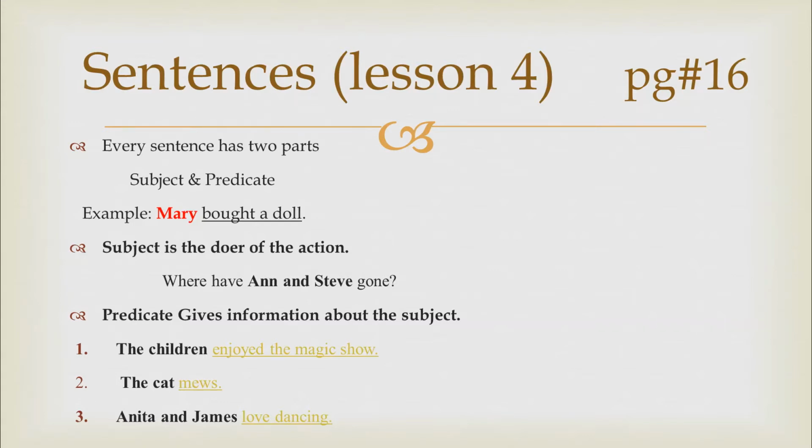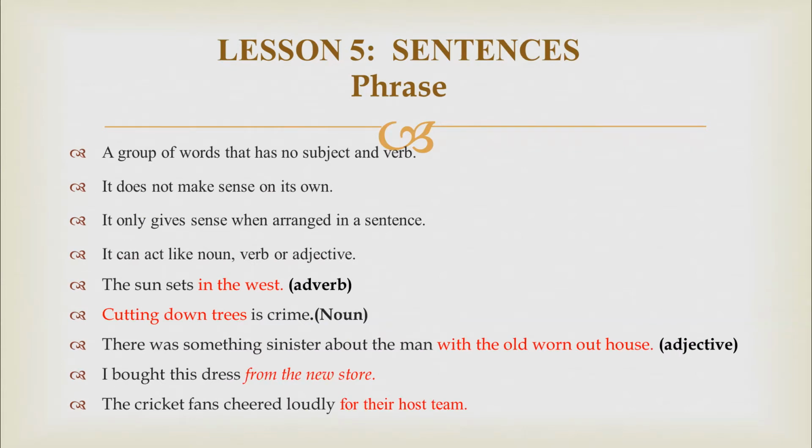We will move to our lesson number 5, that is Sentences. In this lesson, the concept given is phrase. We will learn what a phrase is and how to place a phrase at the proper position. A phrase is a group of words that has no subject and verb. It is a group of words that does not make sense on its own. It gives sense when it is arranged in a sentence. Apart from a sentence, phrases do not give complete sense. Let us have a look at some phrases.